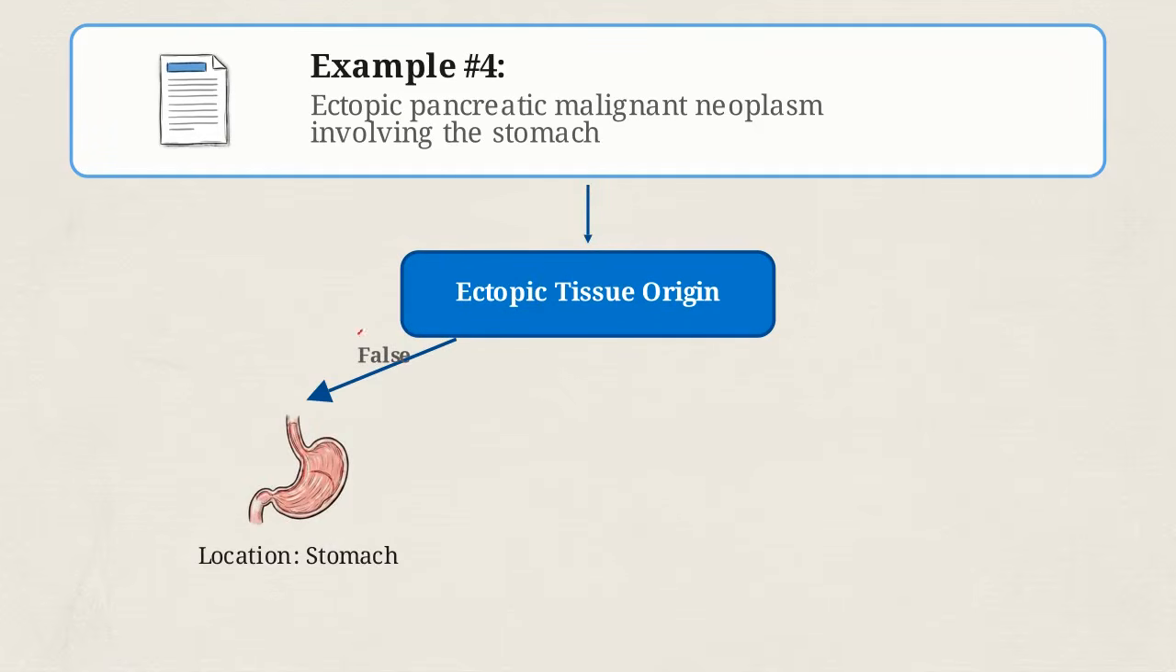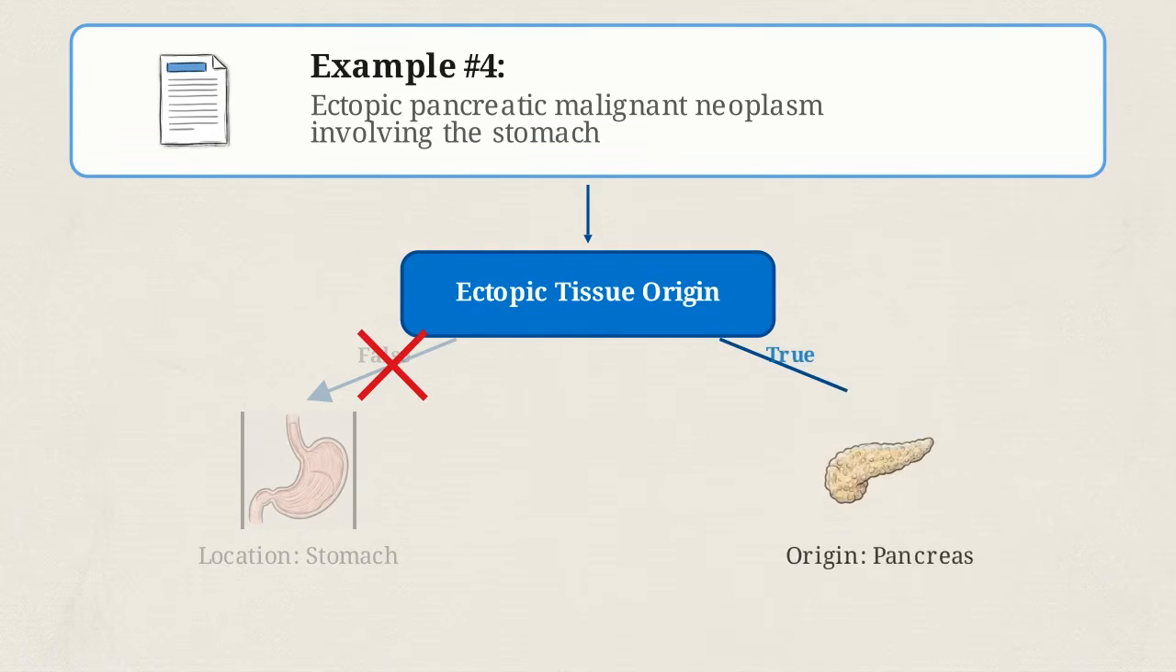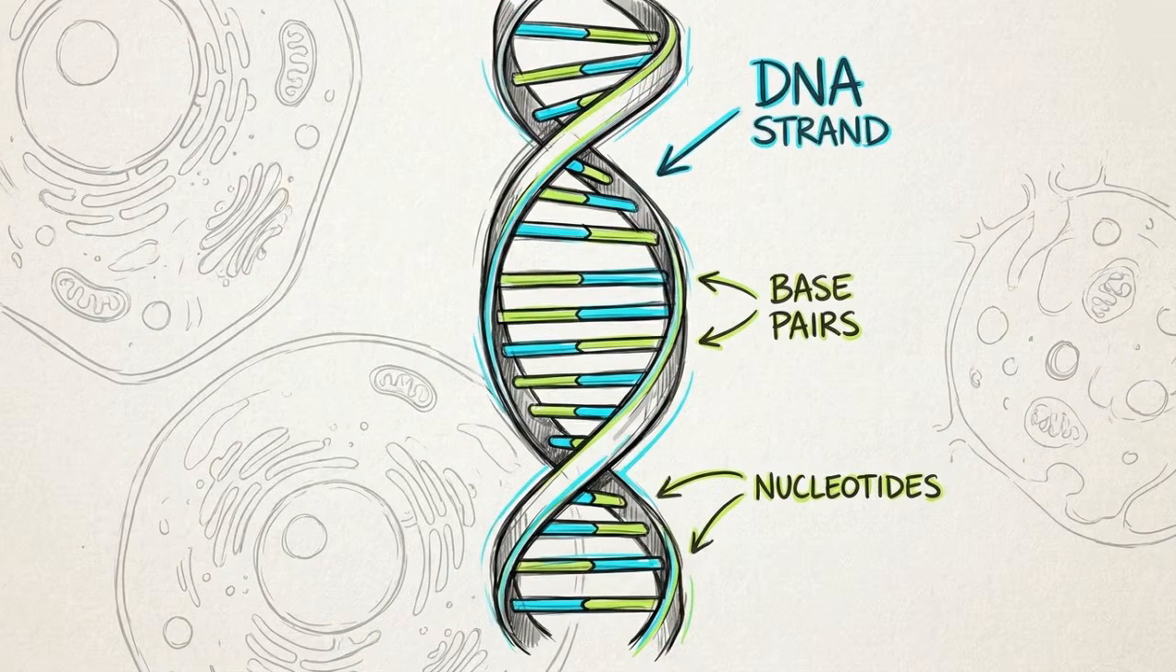Although located in the stomach, that location isn't used for code selection. Because the tissue origin is pancreatic, the logic routes the code back to the pancreas, resulting in C25.9. In Chapter 2, the site of tissue origin remains the governing factor, regardless of where the tumor is physically located.